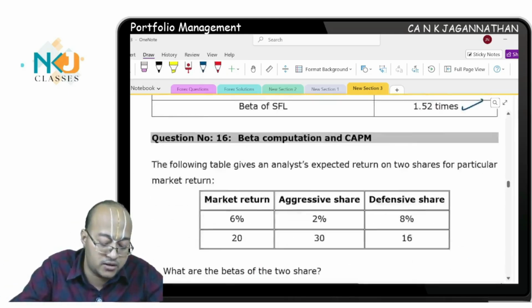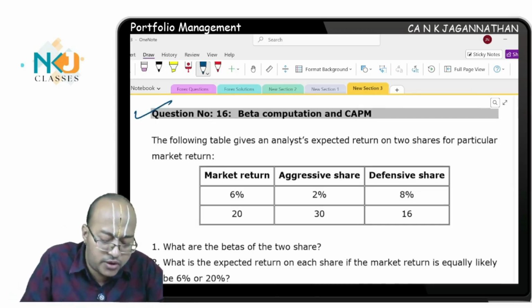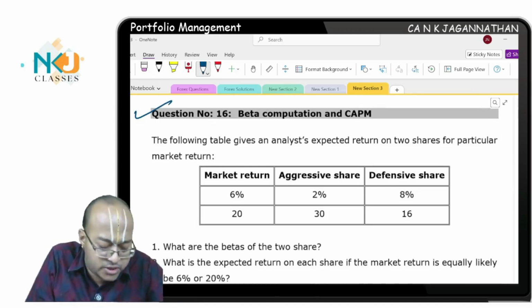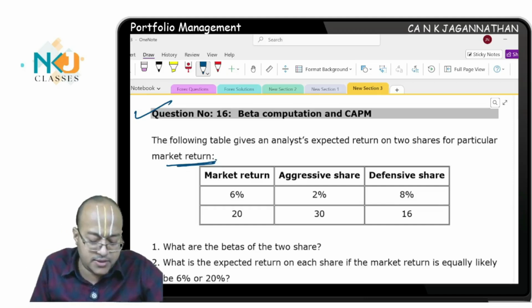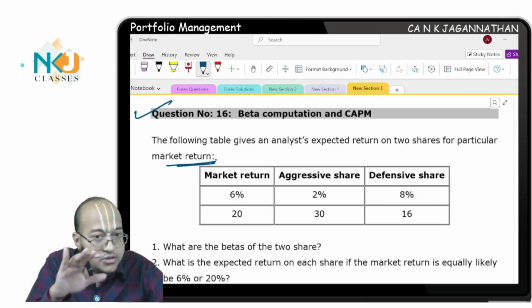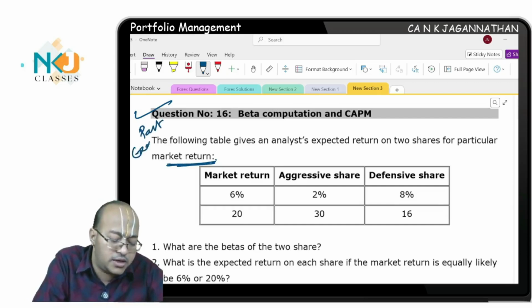Nothing difficult. Next question, beta computation and CAPM. The following table gives an analyst's expected return on two shares for a particular market return. See this question, this is the same type of question available in the institute module. I will discuss the question. See here I have used a different method. This is a past examination question. The same data was used in the past examination question.